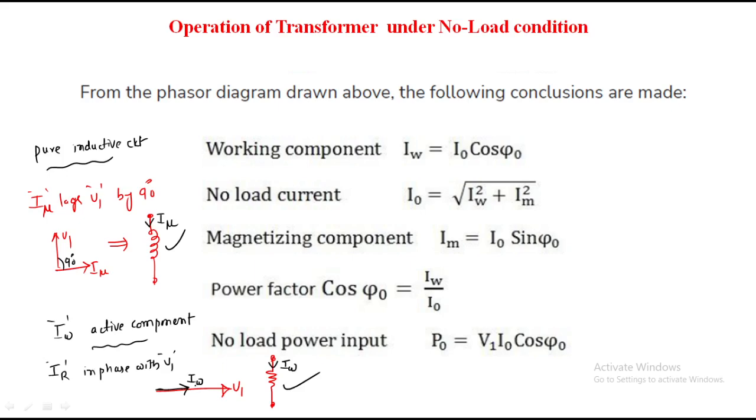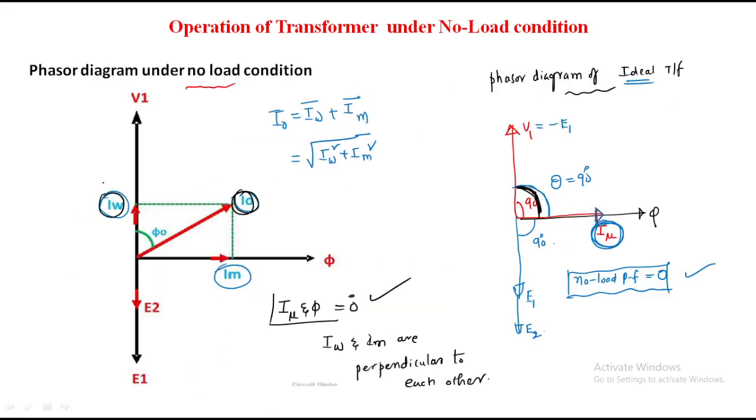That's why IW is in phase with V1 and I mu or IM is quadrature with V1, because the magnetizing component of current IM and IW are perpendicular with each other. That's why IW is in phase with V1, IM is quadrature with V1 and in phase with flux, and the resultant between these two is nothing but what? No load current.